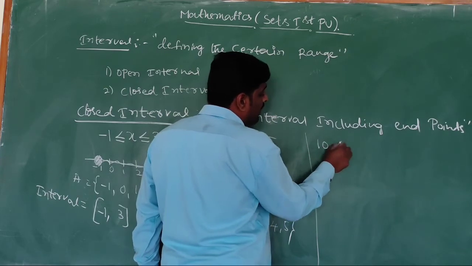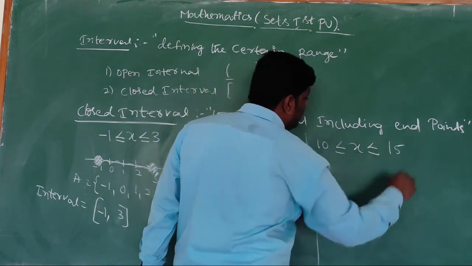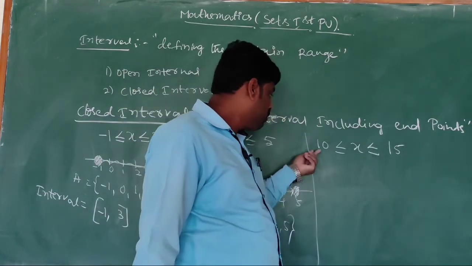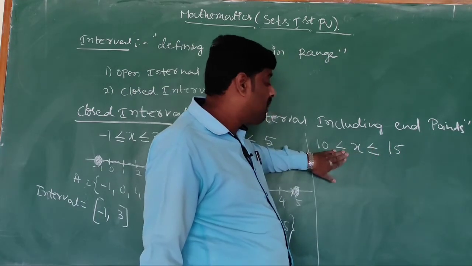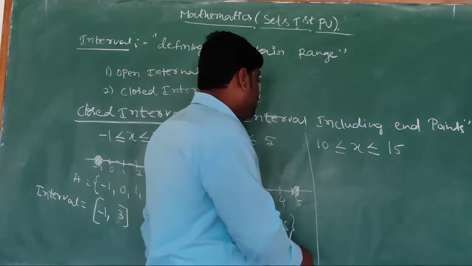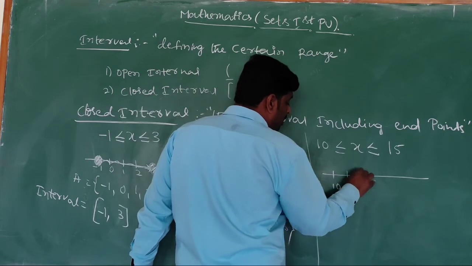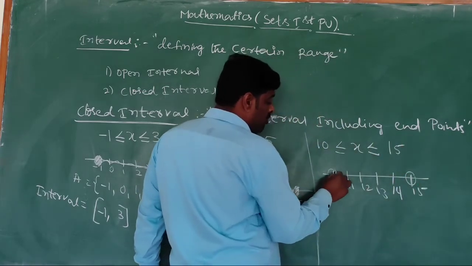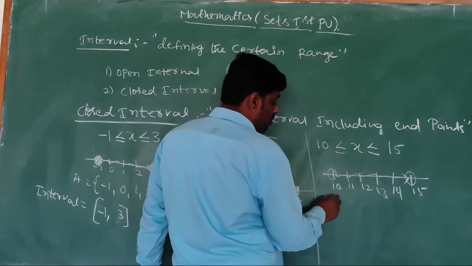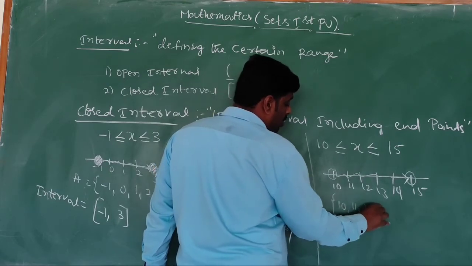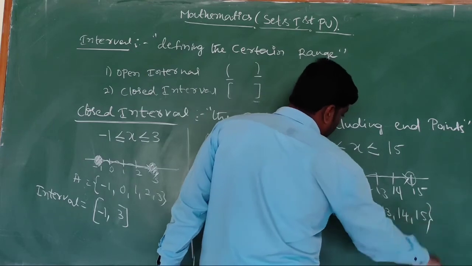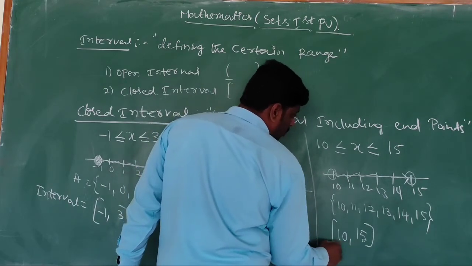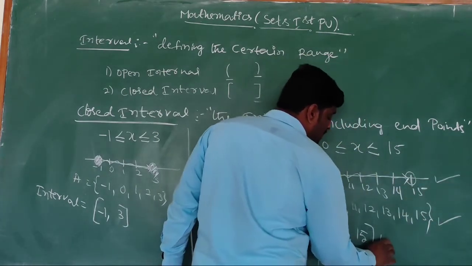That is 10 less than or equal to x less than or equal to 15. Including 10 and 15. See, in the definition only the answer is there: the interval including endpoints, so including 10 and including 15. But if only less than is there, that is excluding 10 and excluding 15. The number line is 10, 11, 12, 13, 14, 15. 10 is an endpoint, 15 is an endpoint. So it goes from 10 to 15. Now what is the set? 10, 11, 12, 13, 14, 15. The interval form is: 10 is closed, 15 is closed. So this is the number line form, this is the set form, this is the interval form.